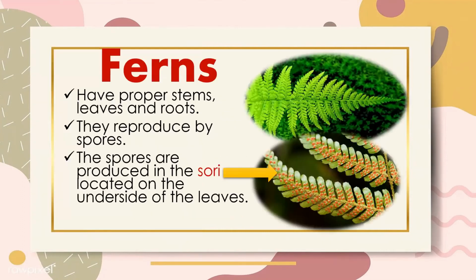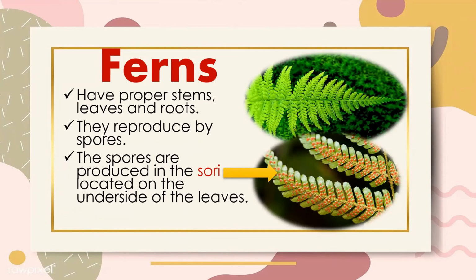Okay, so next we have ferns. Again, ferns. Okay, let's spell the word ferns. Ready? F-E-R-N-S, ferns. Okay, so what you can see on the screen is an example of ferns. So what are ferns? Ferns have proper stems, leaves, and roots. Okay, so they reproduce by spores.